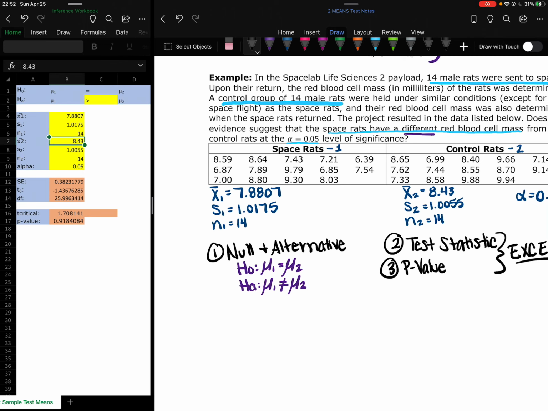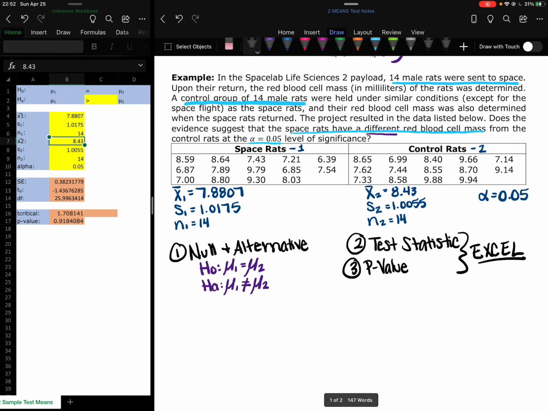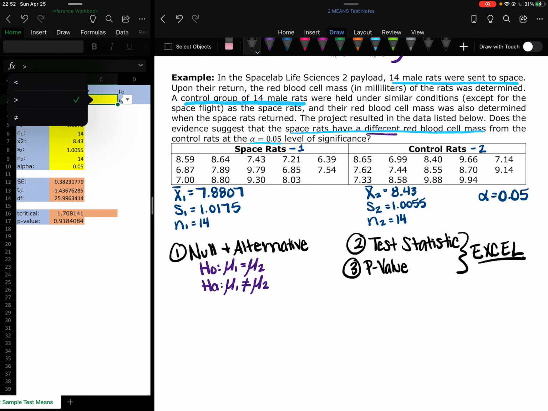I'm going to slide this over just a little bit and zoom out. So at the top of the page here, we can see mu1 equals mu2. Right now it's set up as mu1 is greater than mu2, but that's not what we actually want to test. We want to test if mu1 is not equal to mu2. And then I went ahead and I already entered in the means and standard deviations for each of our 2 groups. Make sure you keep all of the 1s together and all of the 2s together as you do this.